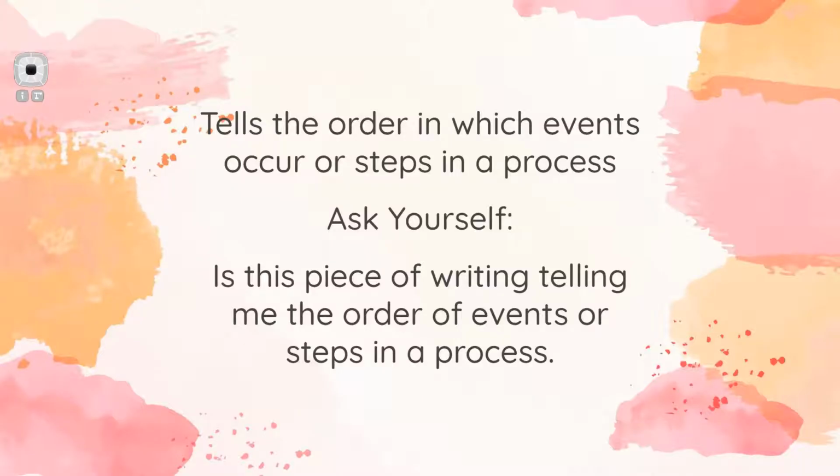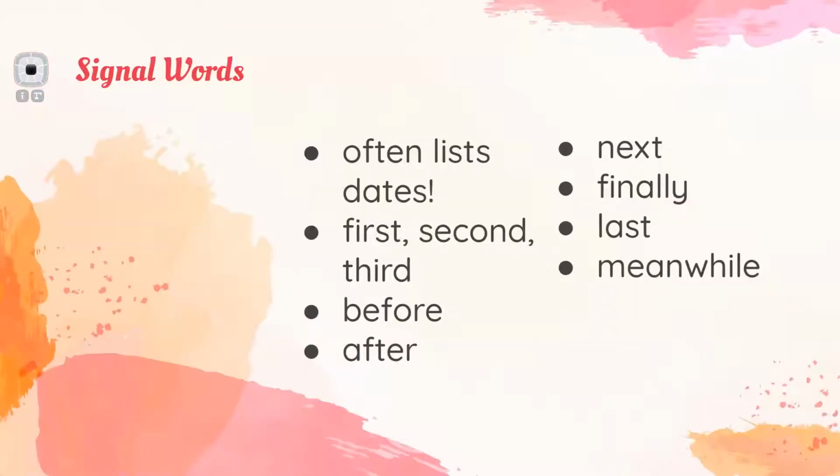We have sequence, and this tells the order in which events occur or steps in a process. So as you're reading, you're thinking, is this piece of writing telling me the order of events or steps in a process? Guys, this is like when you're reading a book and it's giving you dates, years and days, like 1920. So it could be about someone's life. Maybe it's the timeline of when something was invented. It could be a book that you're reading that's telling you how to make something. Okay, so this is going to be in order. Think of chronological order, so the order that something is happening.